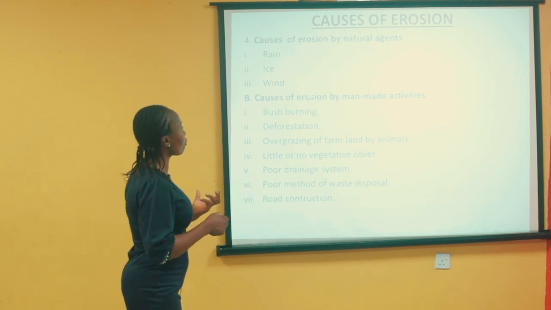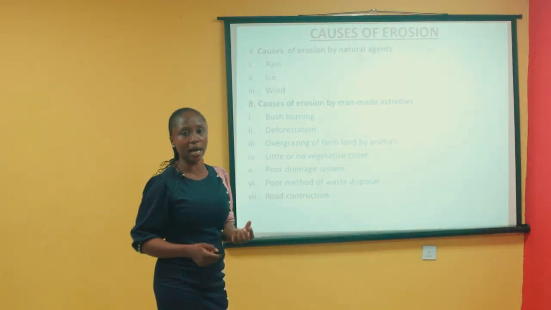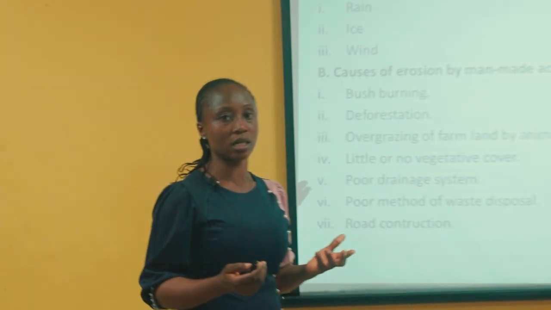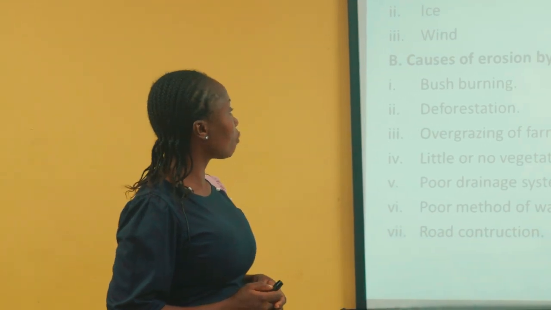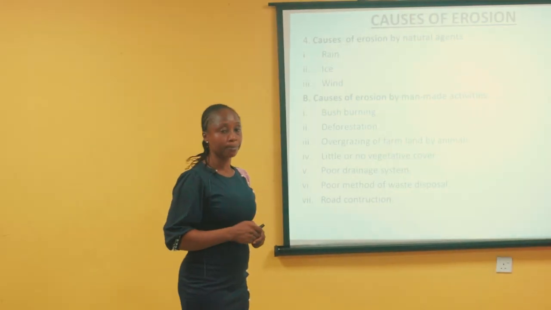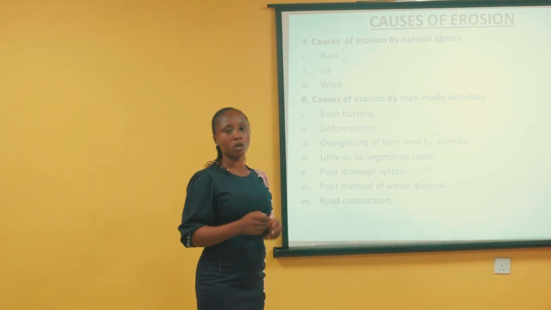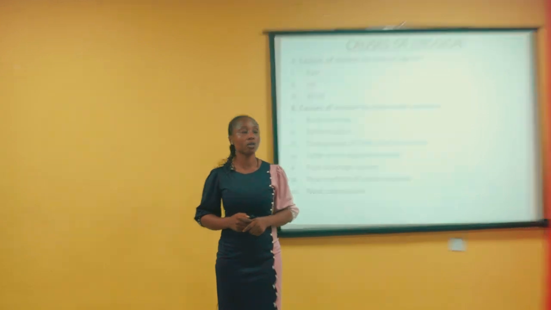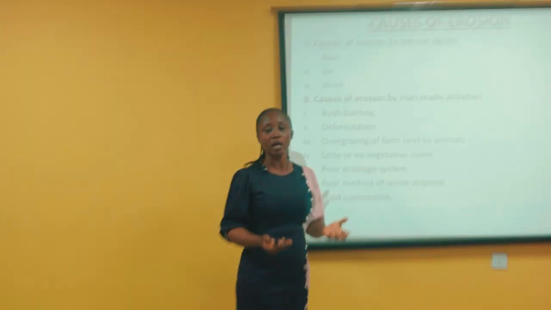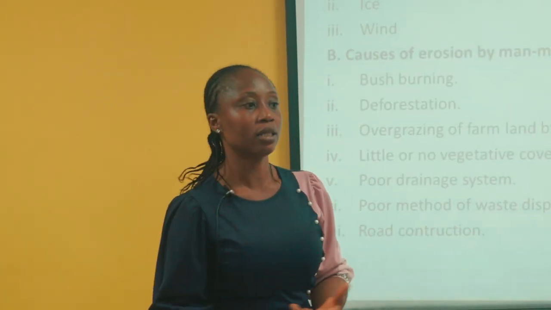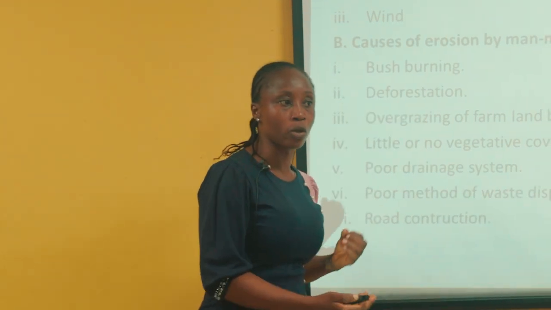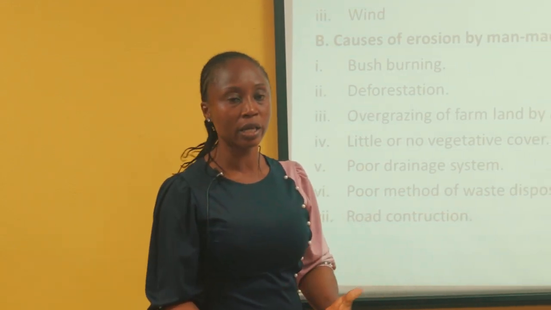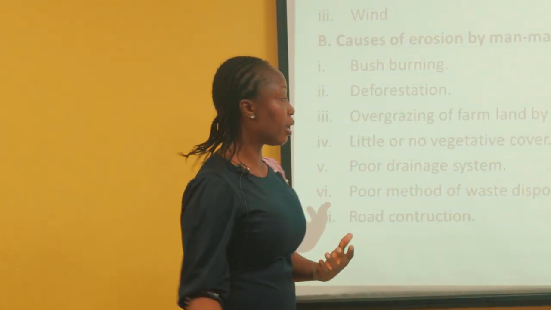But we have the causes of erosion that are caused by human activities. When humans carry out certain activities in the environment, it causes erosion. Some of those causes of erosion are bush burning. Some persons are fond of burning bush around. And whenever you burn bush, remember, you are causing erosion because you are leaving the land bare. You are killing the things that could hold down the soil from moving when rain falls, when the wind is blowing. Once you remove those things, it becomes easy for the soil to go away when rain falls.